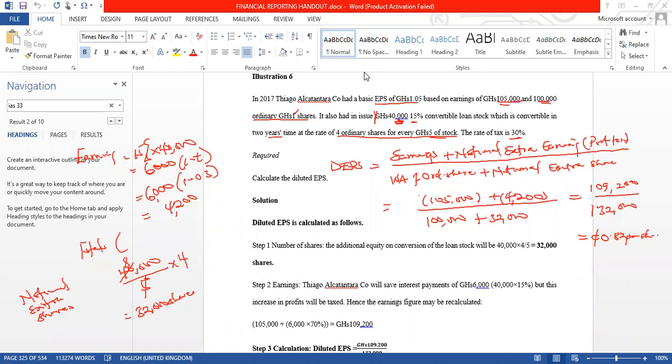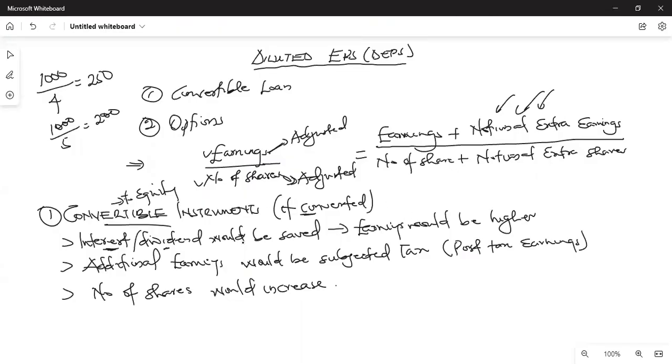So anytime you see dilution, it's that simple. You have to go through and understand that the interest or the dividend that is now saved and not paid will increase, and this increase is what we refer to as what? The notional. All right, have it in your mind. There will be an increased notional.